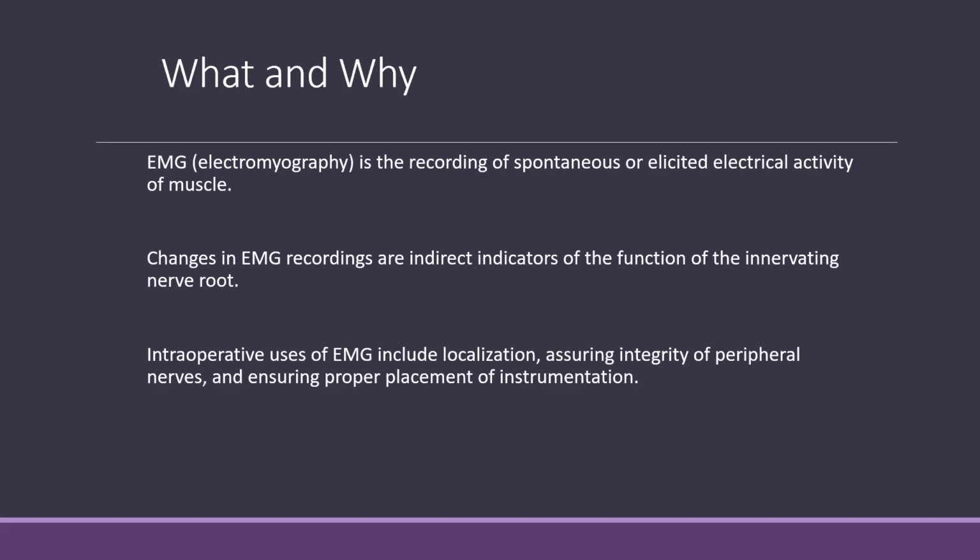So what is EMG and why do we monitor it? EMG, or electromyography, is a recording of spontaneous or elicited electrical activity of muscles. Changes in EMG recordings are indirect indicators of the function of innervating nerve roots, and the intraoperative use of EMG includes localization, assuring the integrity of peripheral nerves, and ensuring proper placement of instrumentation.